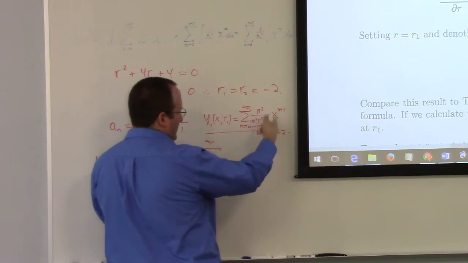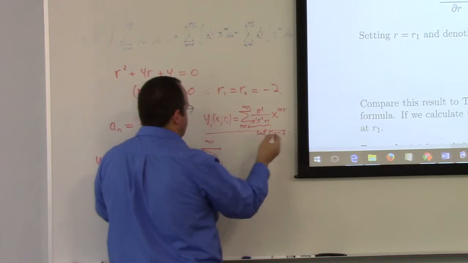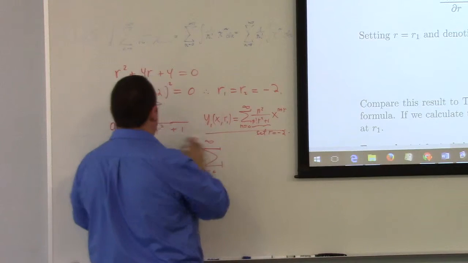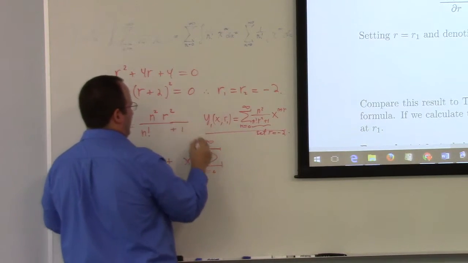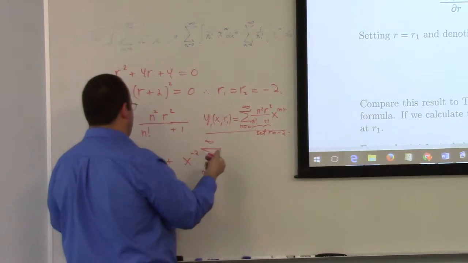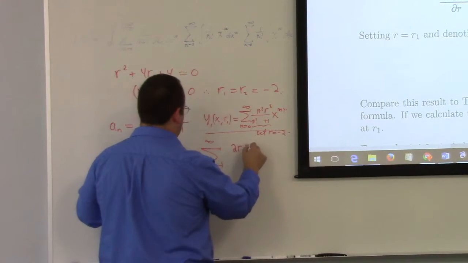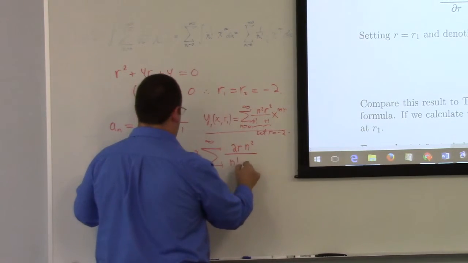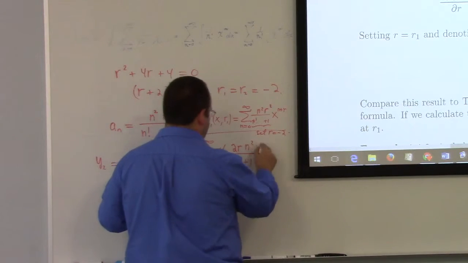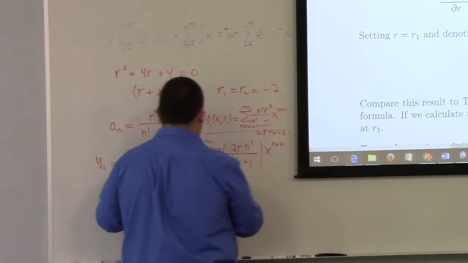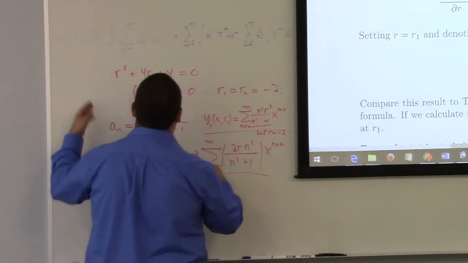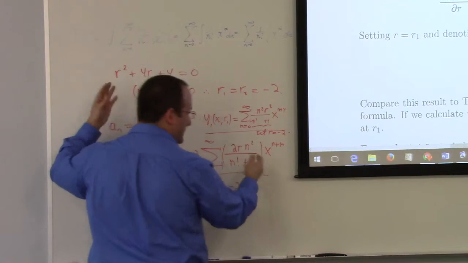So this differentiated gives me what? Why didn't I make it simpler? So r squared, there, that's better. Well, I'm just trying to illustrate the pattern. Why am I making it complicated? Okay, so 2r n squared over n factorial plus 1. The n stuff is just constants with respect to r. That, x to the n plus r. And then, of course, you set r equal to minus 2 after that's done.